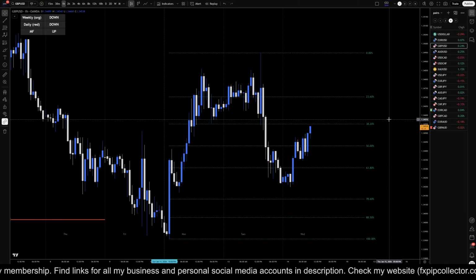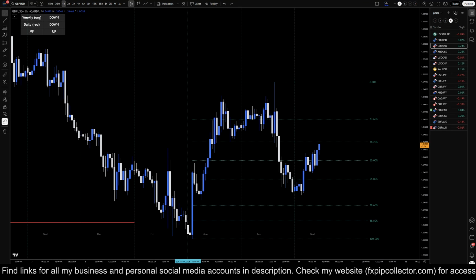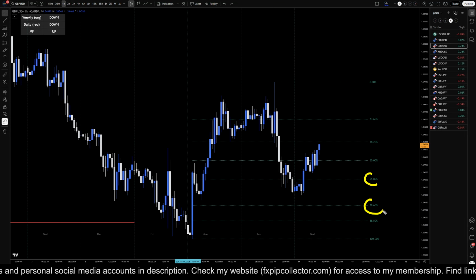Going down to the 1 hour time frame, it definitely looks like it made a really nice pullback. The only thing that's not nice about this is it definitely did not turn at a fib level.